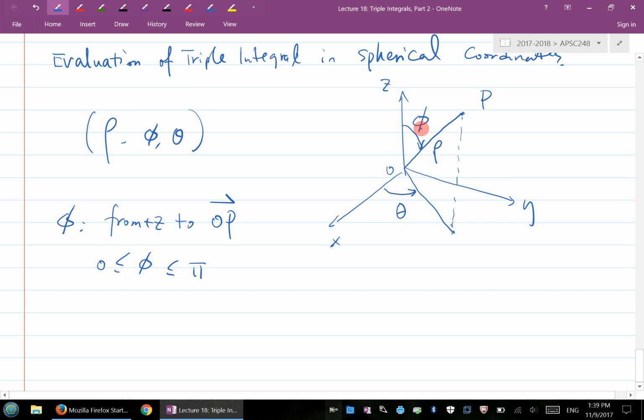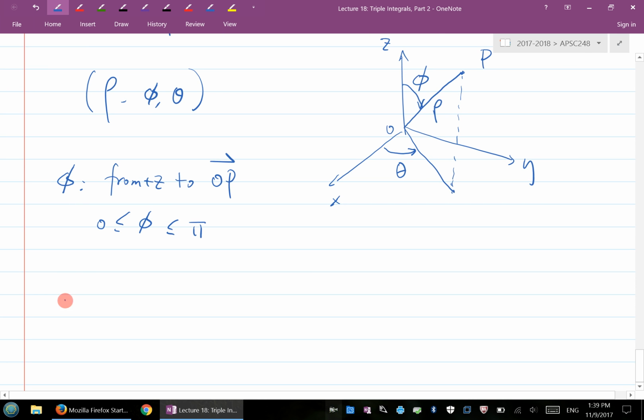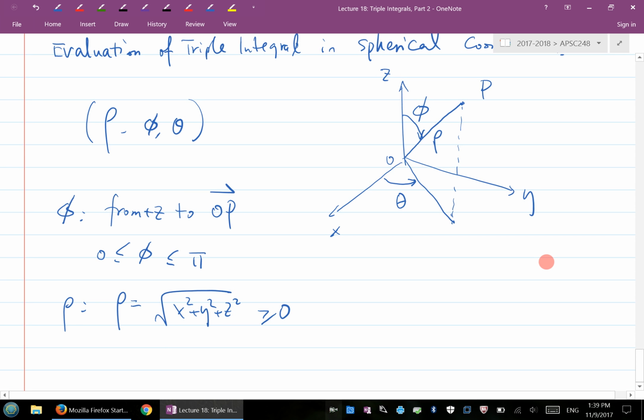And rho here, as I said, is the distance from here to here. So technically speaking, rho is equal to the square root of x squared plus y squared plus z squared. So rho is naturally greater than or equal to 0. That's your rho here. So this is the spherical coordinates.